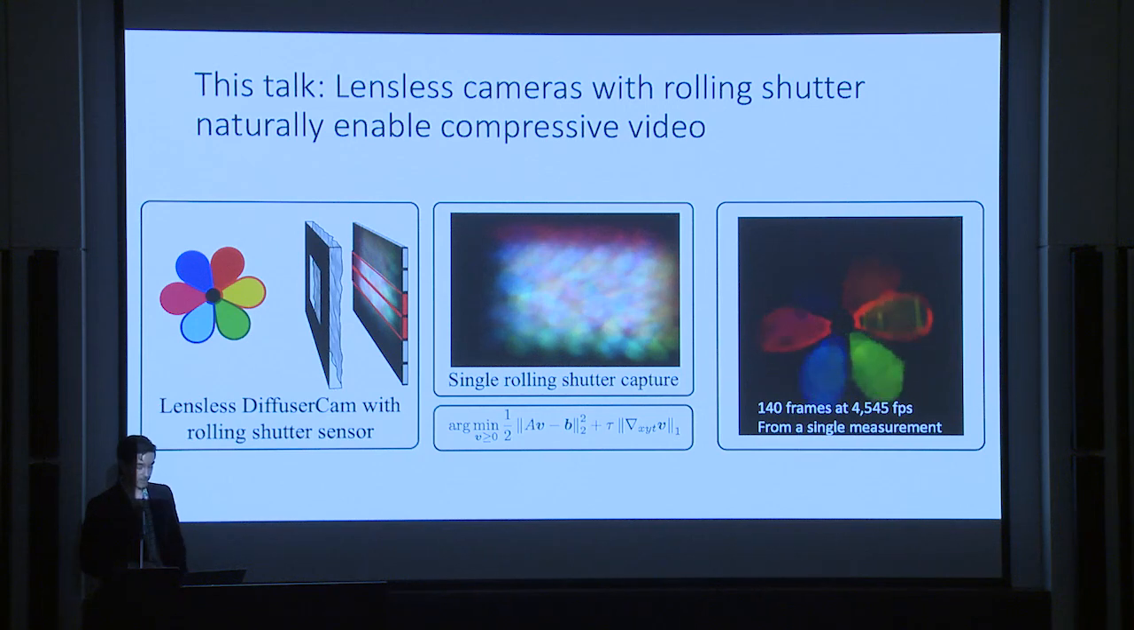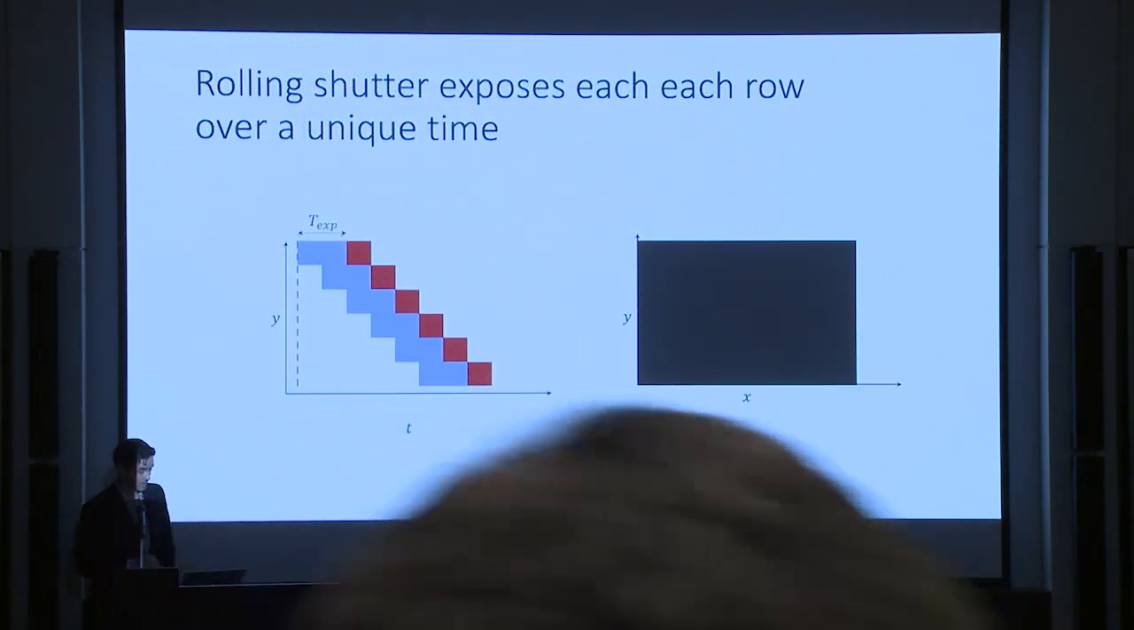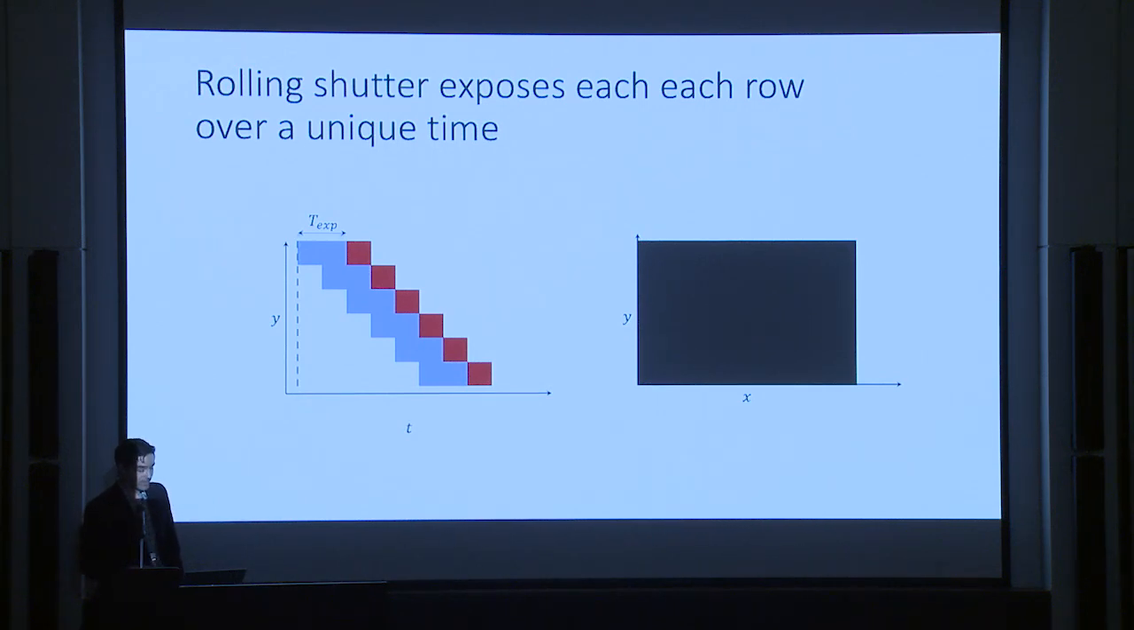So to understand how this works, first I'm going to go over how the rolling shutter process exposes an image. So the idea here is with rolling shutter, each row of the sensor is exposed over a unique time window.